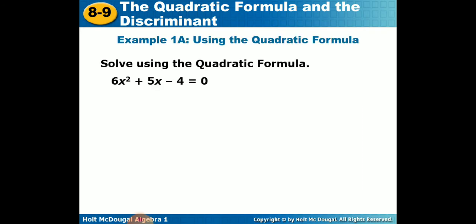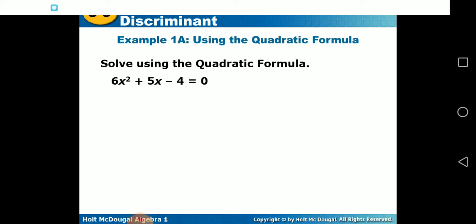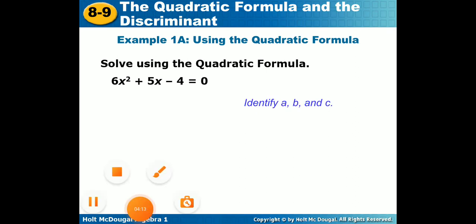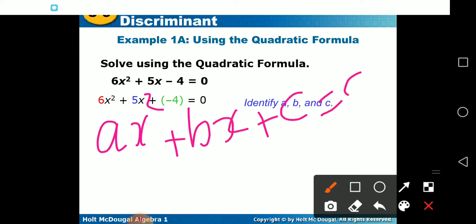Using the quadratic formula, please, let's solve this. So I have here, as we see, ax squared plus bx minus c equals 0, right? So identify the first step: a, b, and c. A equals 6, b equals 5, and c equals negative 4. Why negative? Because the formula is ax squared plus bx plus c equals 0. So a is 6, b is 5, and c is negative 4, given by the negative.